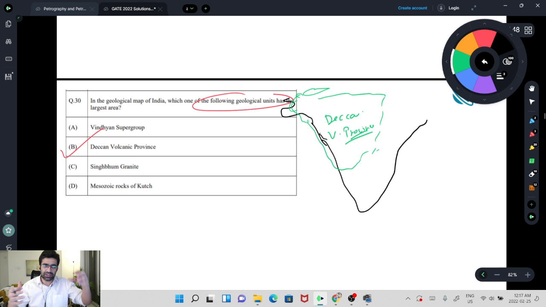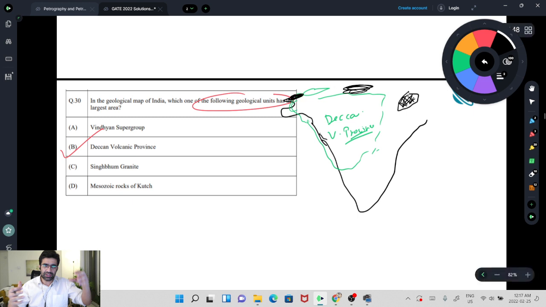Okay, and others, for example, Singhbum granite. It's not even asking Singhbum craton, it is just asking Singhbum granite, which is an intrusion in Singhbum craton. So it is actually pretty small compared to Deccan Volcanic Province. Mesozoic rocks of Kutch. So Kutch is just this much area, so small.